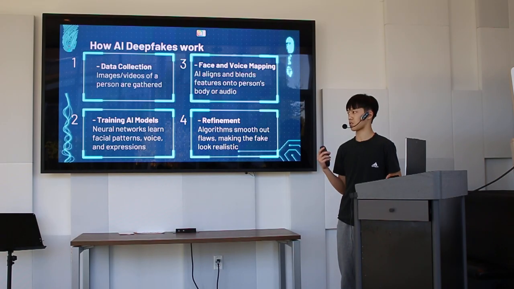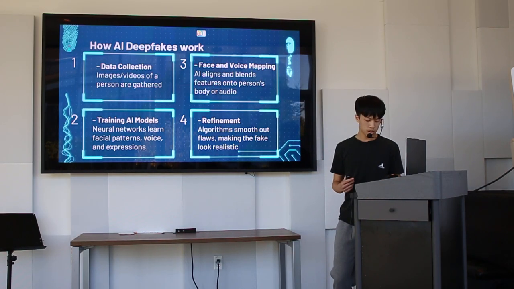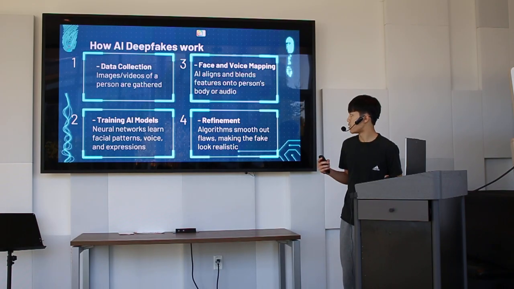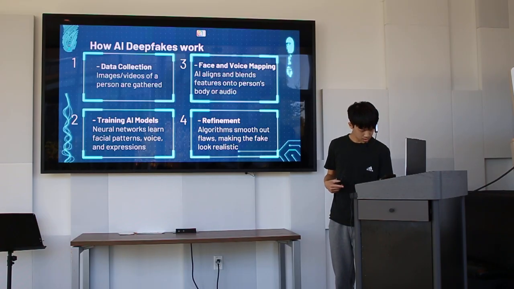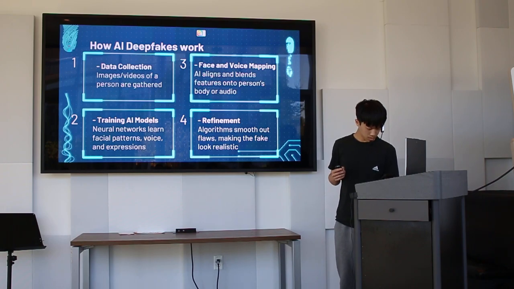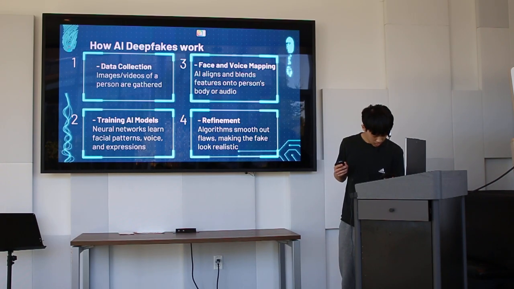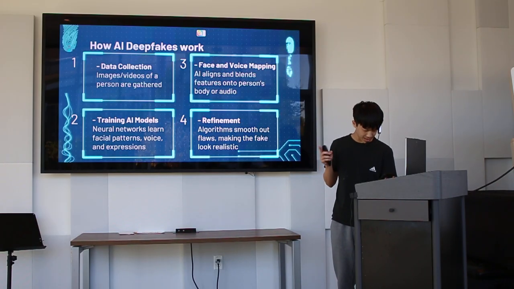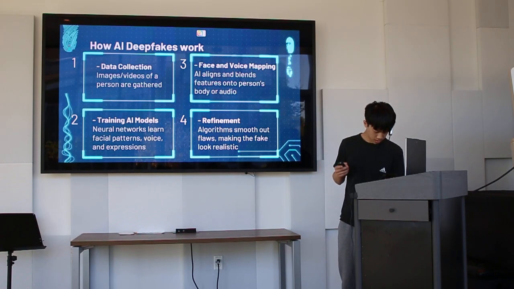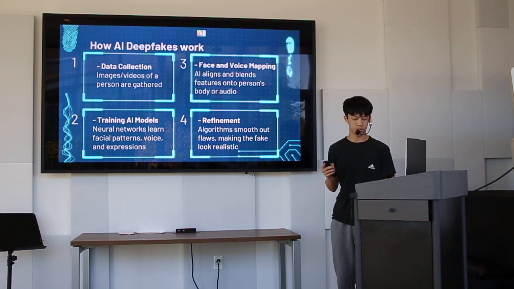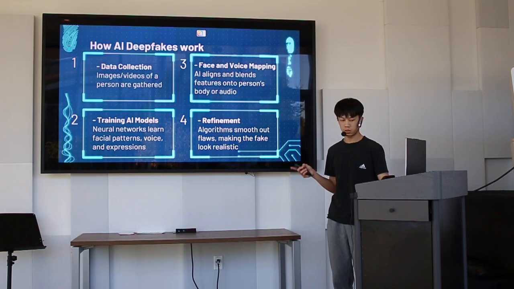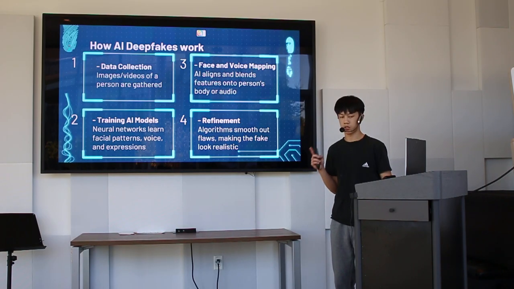So neural networks are based on a human brain, and they learn by studying how their mouth moves, and how their eyes blink, and how their voice sounds when they express emotion. So over time, the model learns and is able to recreate the person on its own.